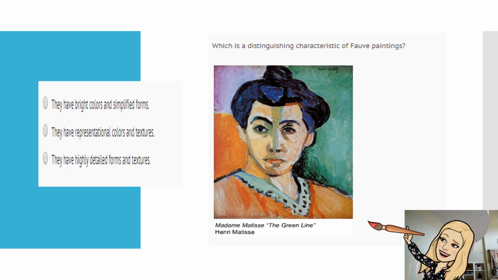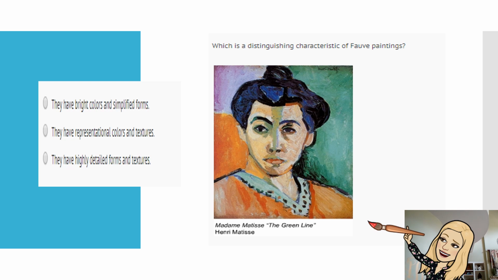Okay, let's talk a little bit about Fauvism. The next question is, which distinguishing characteristic of Fauve paintings, or Fauve paintings if you want to be French, what is a distinguishing characteristic of Fauve paintings? Okay, number one, they have bright colors and simplified forms. They have representational colors and textures. They have highly detailed forms and textures.